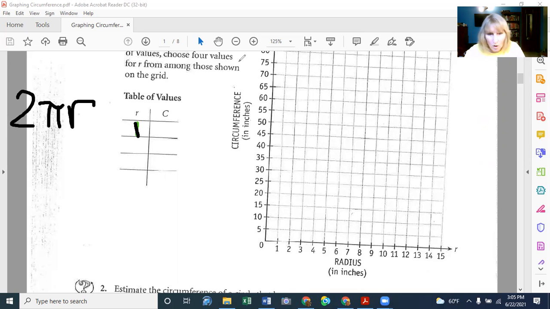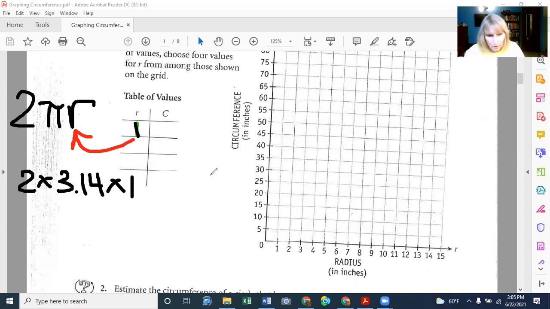So if we plug in 1 for radius and we solve, we'll get a number for c, circumference. So we're going to plug in 2 times 3.14 times, and our radius in this case is going to be 1. So it's basically 2 times 3.14. You can do that mathematically. It's about 6 something, right? 3.14 times 2.